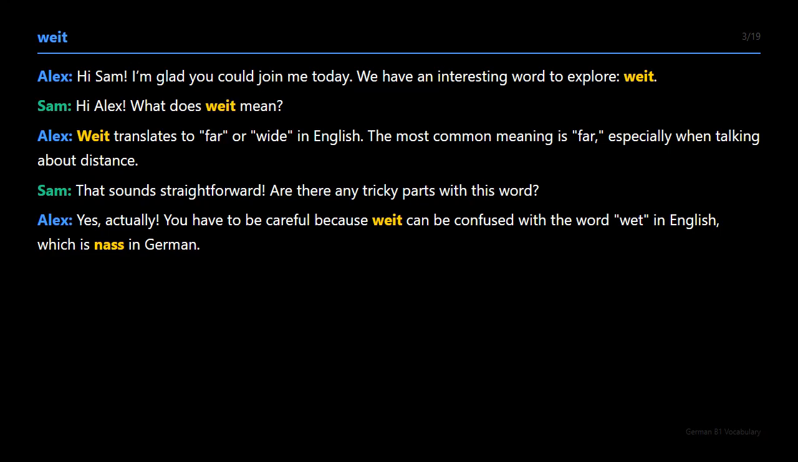Weit translates to far or wide in English. The most common meaning is far, especially when talking about distance. That sounds straightforward. Are there any tricky parts with this word? Yes, actually. You have to be careful because weit can be confused with the word wet in English, which is nass in German.